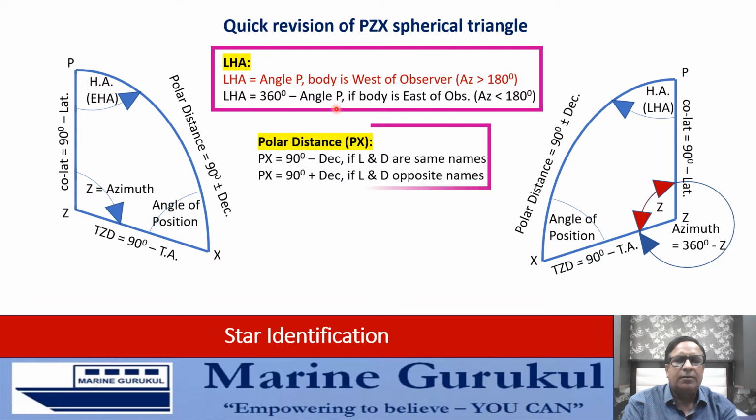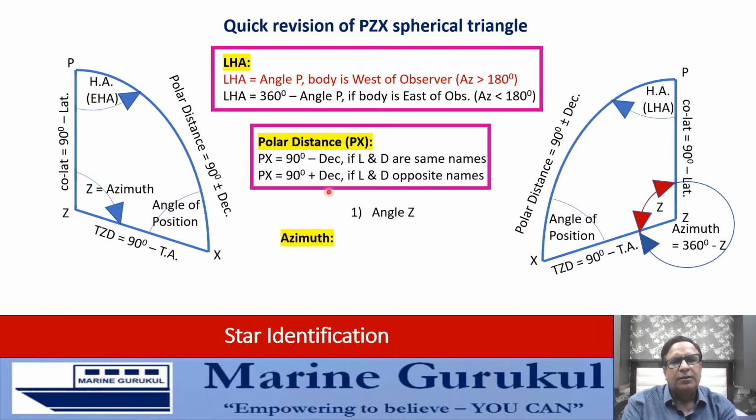How do we decide on polar distance? Now, polar distance will be equal to 90 minus declination of the body if the latitude of the observer and declination of the body are same names. If they are opposite names, PX will be 90 plus declination.